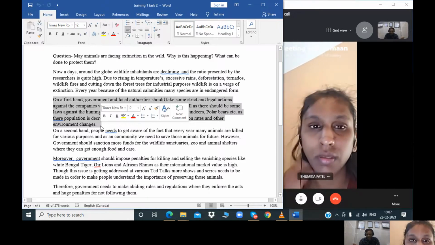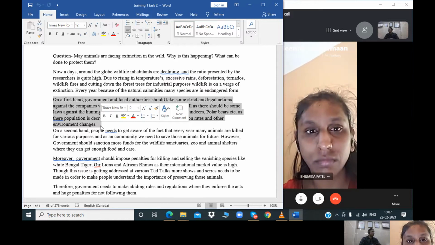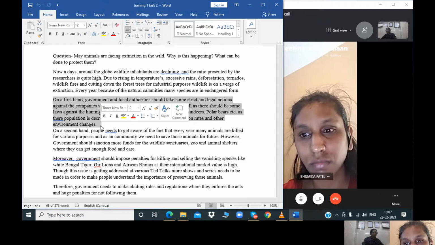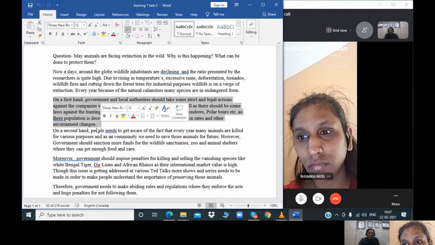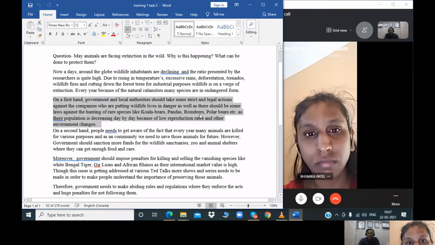The first one is deforestation, the second one is global warming, the third one is, and finally, understand. So this is the best way. Here you have given the reasons, the first solution, the suggestion that you are giving. Lives in danger as well.